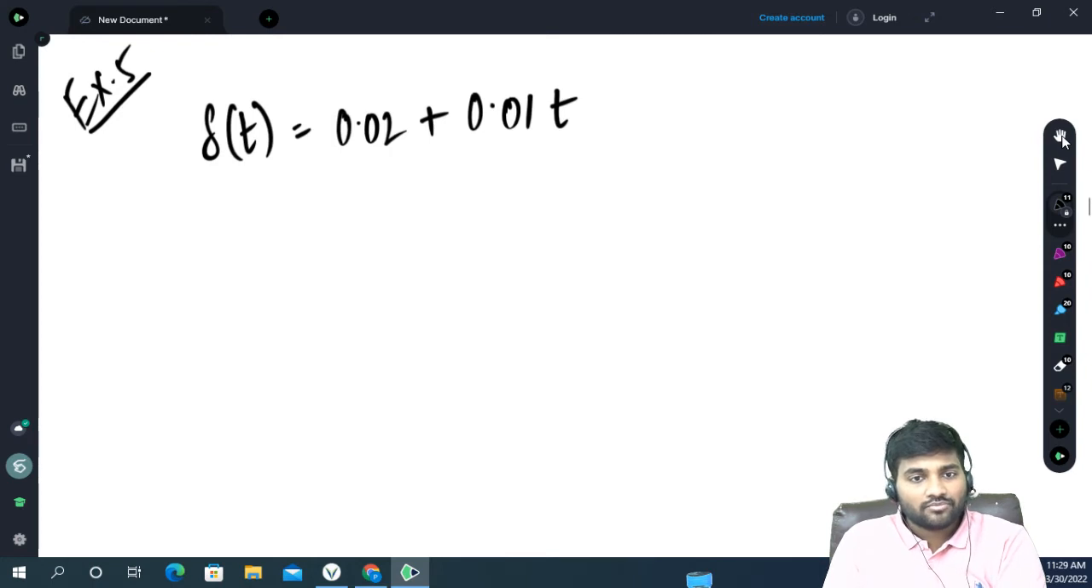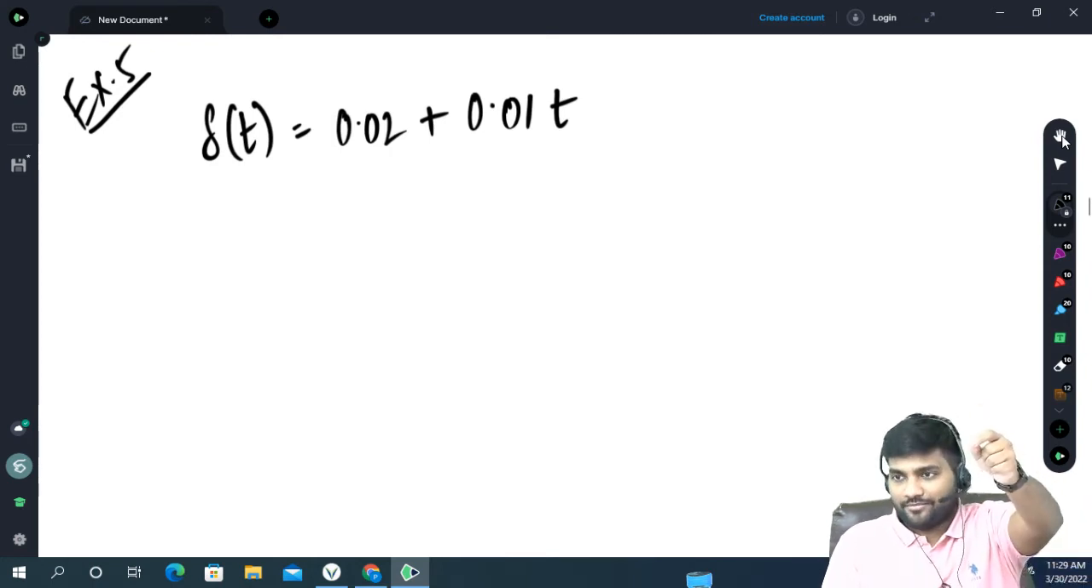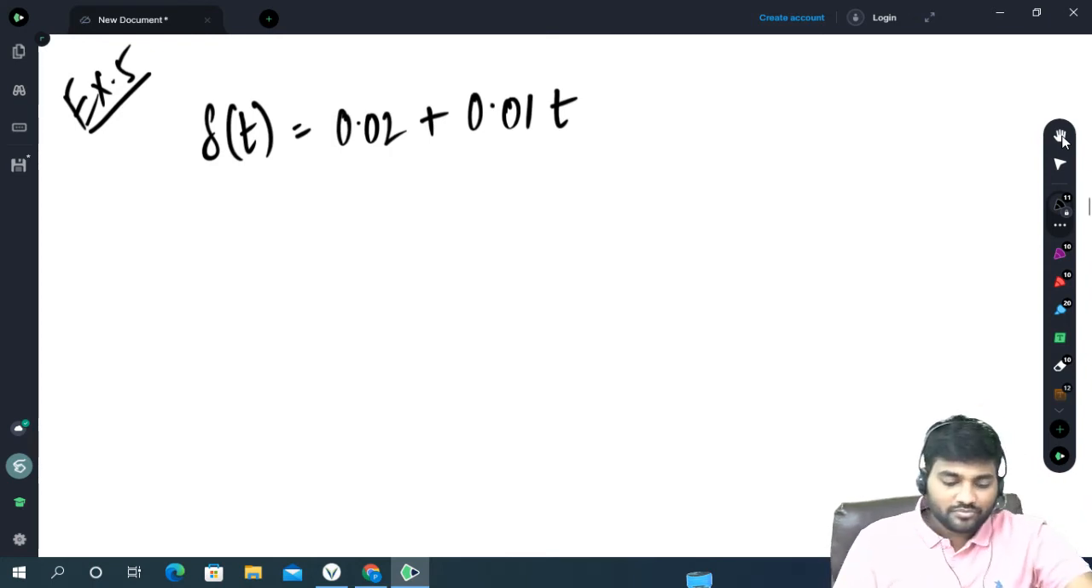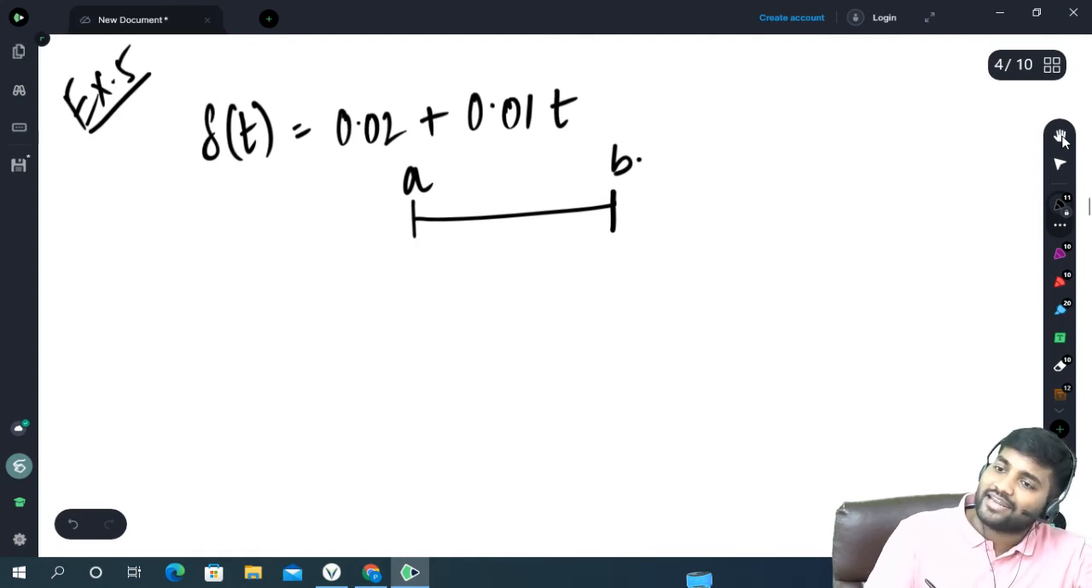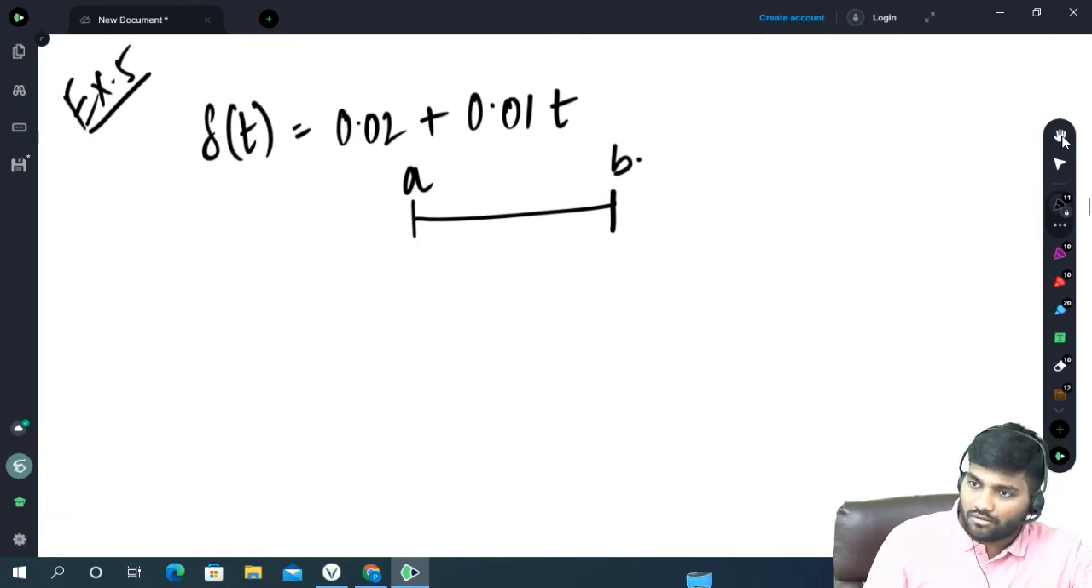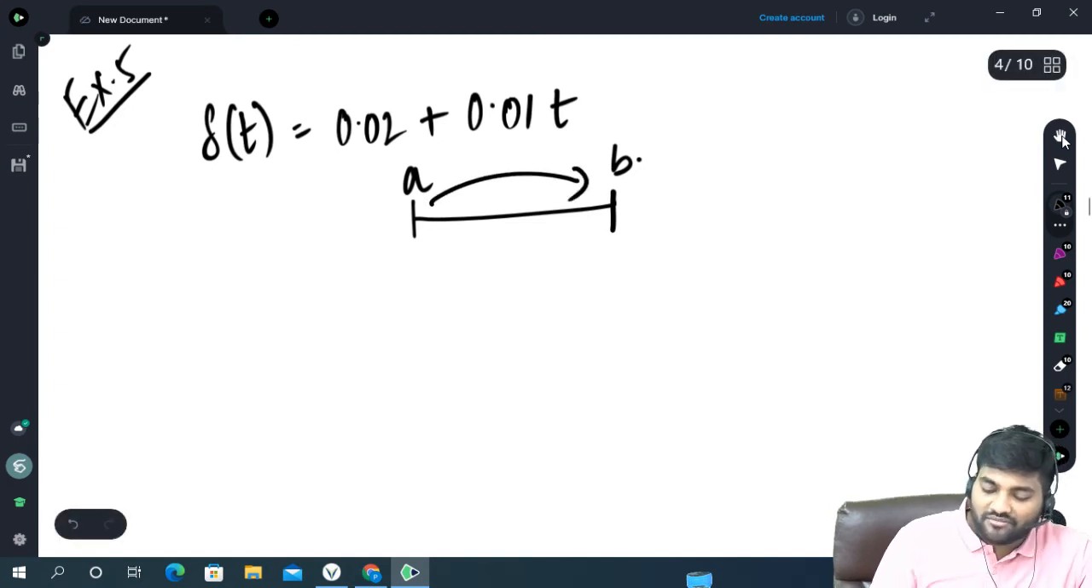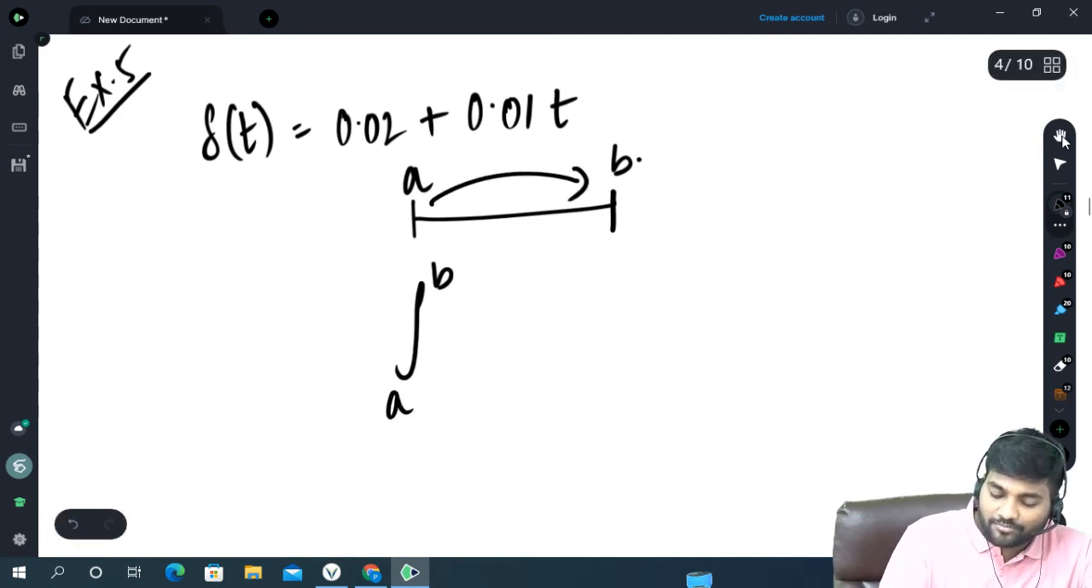Integration from the start point to the end point. Okay. Now, for example, just have a look, don't copy. A to B, we need to integrate from A to B. Sorry, we need to accumulate from A to B. Then we are going to integrate from A to B.